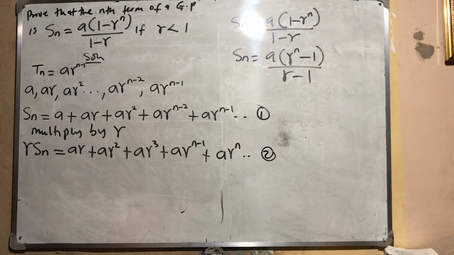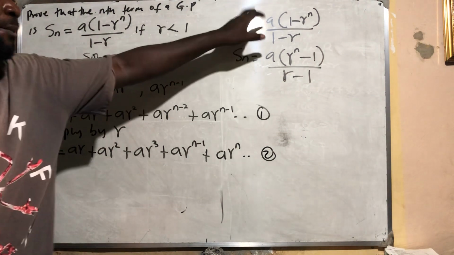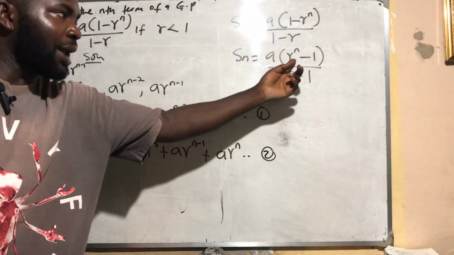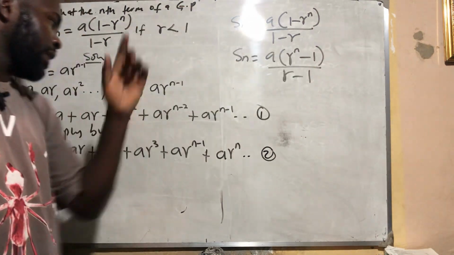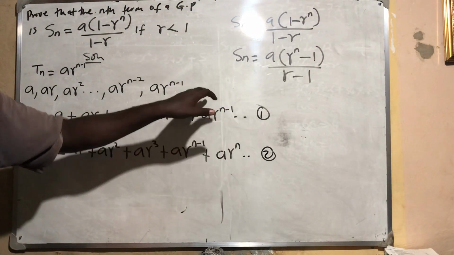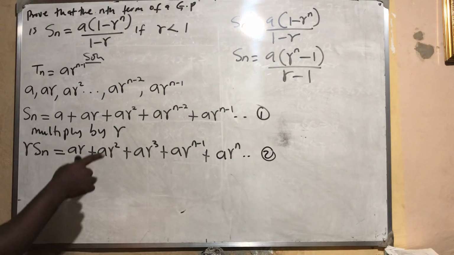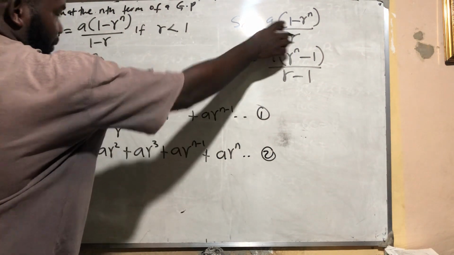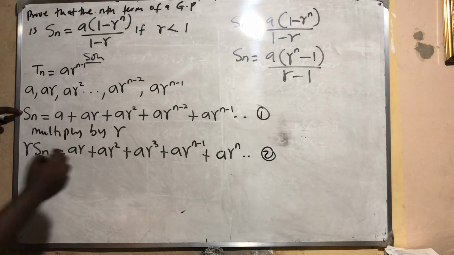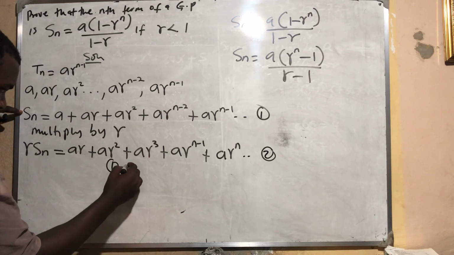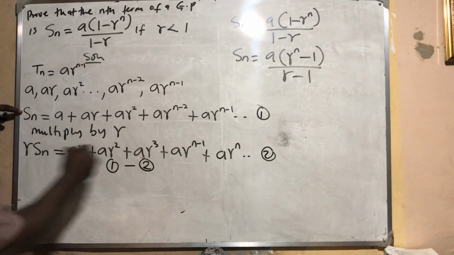So I will tell them equation 1 that does not have R minus equation 2 that has R. That is if I'm proving this one. But if I'm proving the one that has R first, I will say equation 2 is the one minusing equation 1. Please, you have to be very careful. So since I am proving this particular one, that does not have R, I will tell them what? Equation 1 minus equation 2.